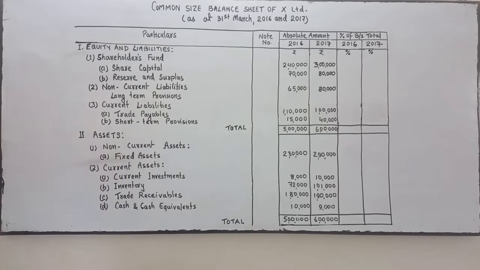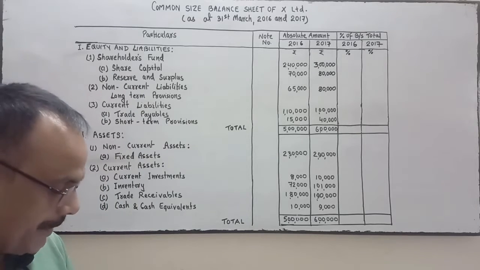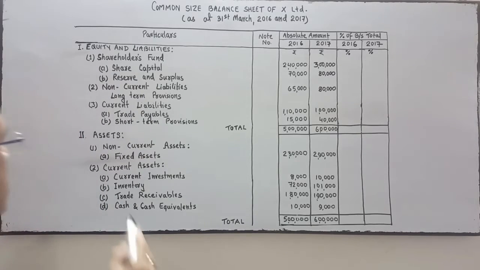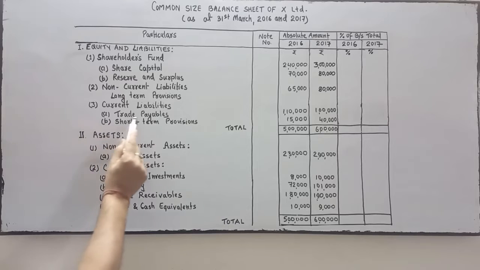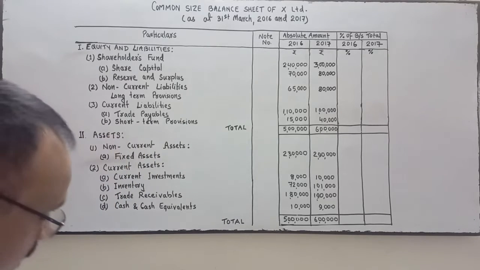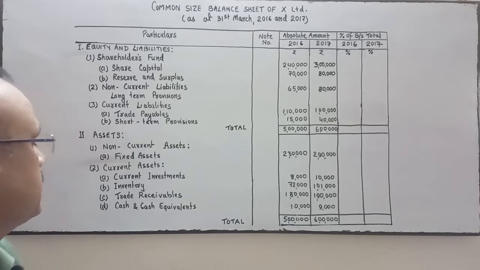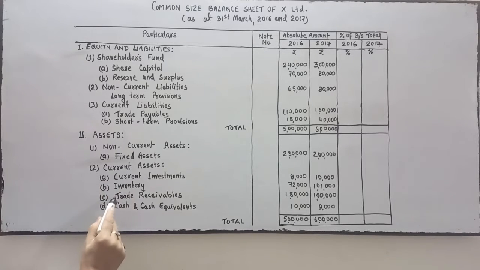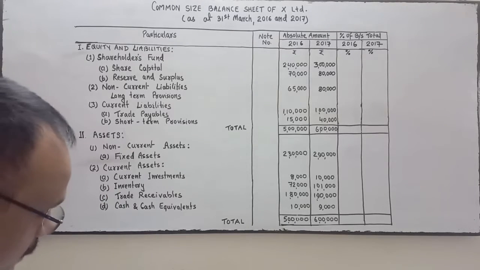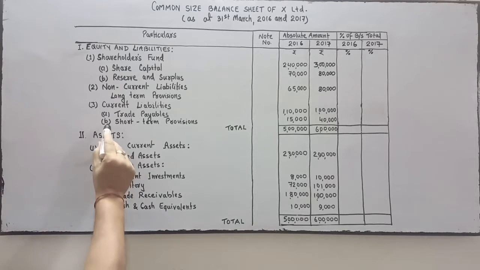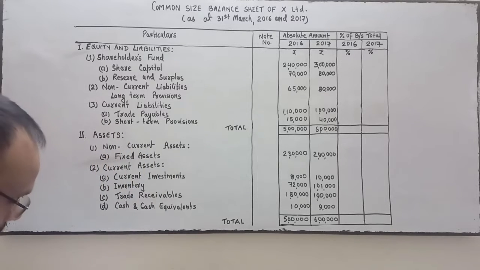These are part of shareholders' funds. Thereafter, trade payable. Trade payable is a current liability. This comes under the current liability. Trade receivable you write under the current assets. Thereafter, short-term provision, it's a current liability, coming under the current liability.